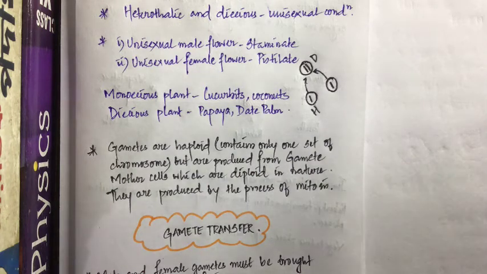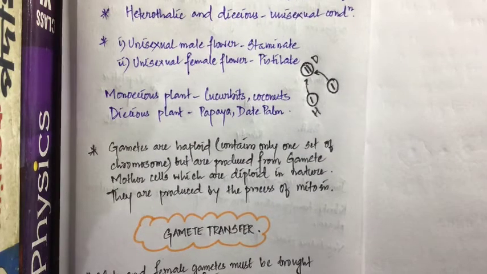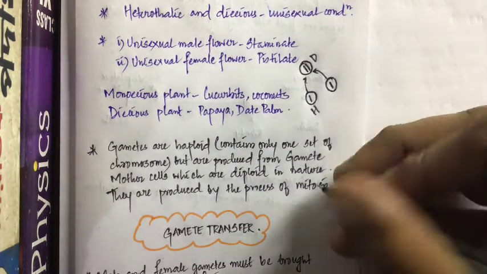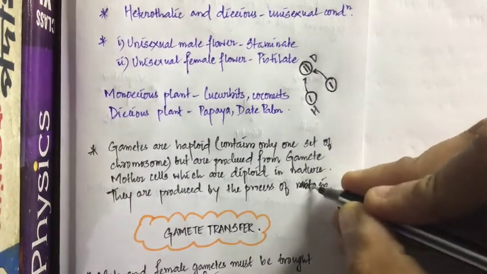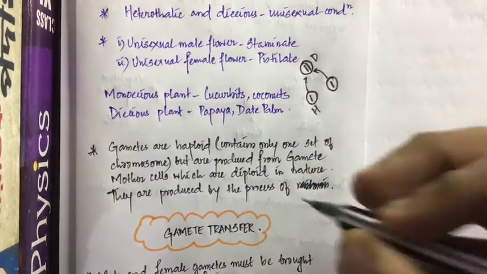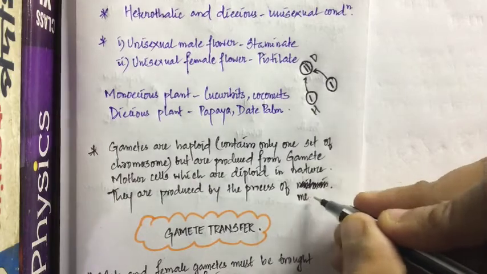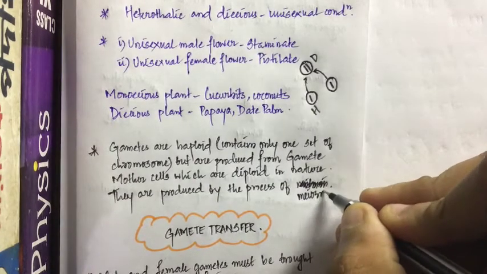I'm very sorry. Which are themselves what? Diploid in nature. And they are produced by what? They are produced by the process of mitosis. Now a few students will be thinking, sir, in case of mitosis, it's written wrong here. I don't know why I have written mitosis. It is produced by the process of meiosis.